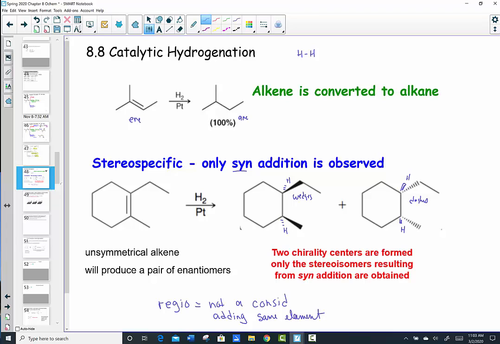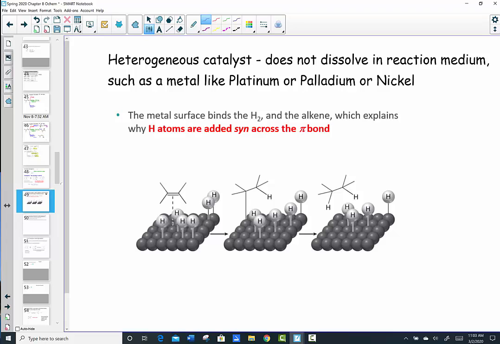The secret lies really with the use of the catalyst involved. And there will be two types of catalysts. One will be a heterogeneous catalyst and the other a homogeneous catalyst. Heterogeneous, let's learn, means it's different. It does not dissolve in the reaction medium. It's of different phase. Of course, the metal would be in the solid phase.